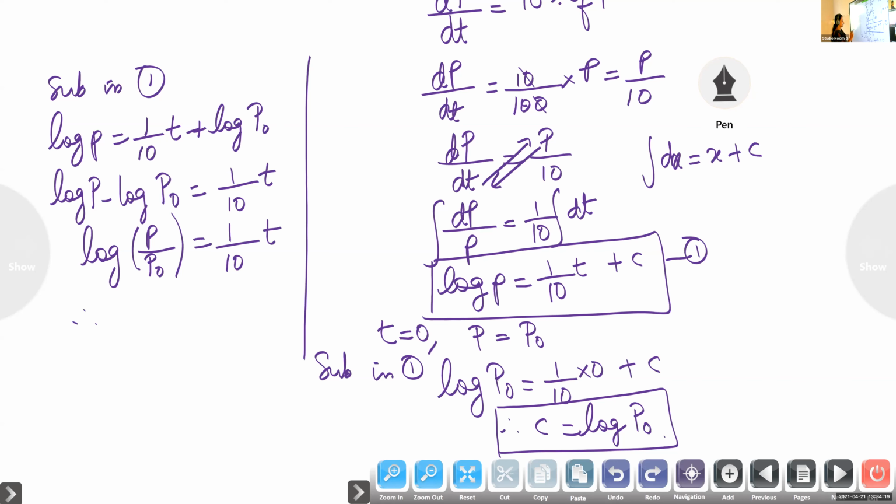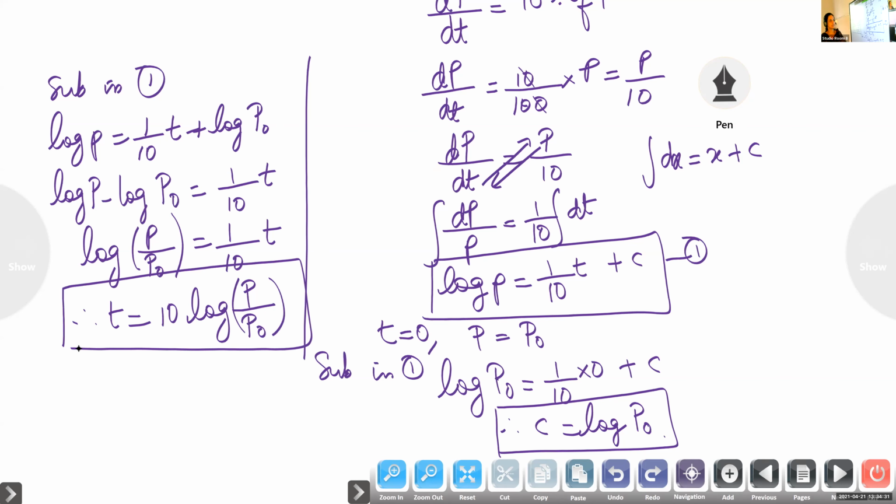Therefore, what is T? When you cross multiply this, T is 10 log P by P naught. Now, what is asked in the question? Read the question again. What do you have to find here? Find how long it will take, which means we want to find the time when the population grows 4 times.